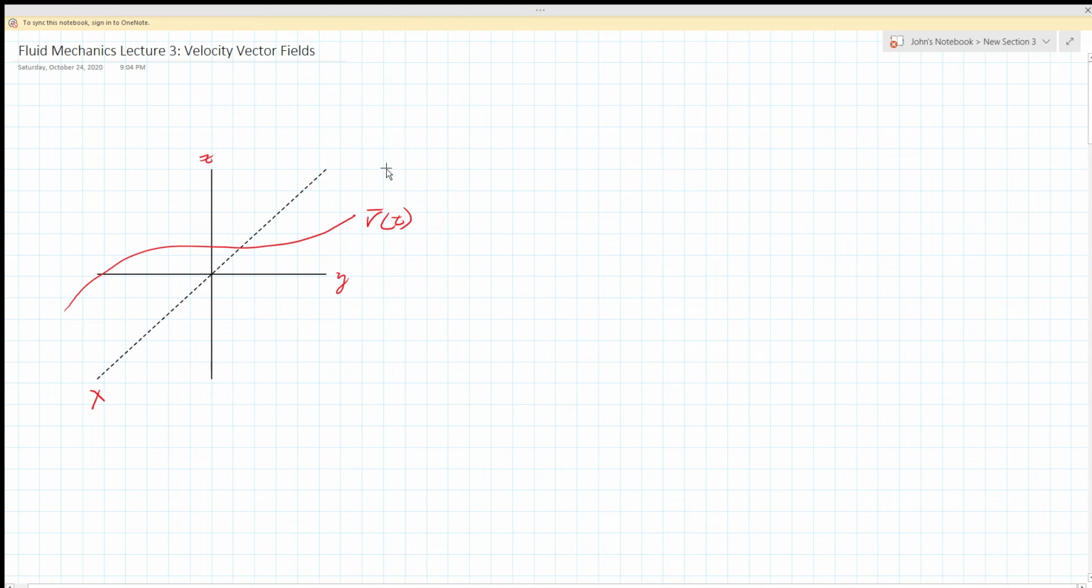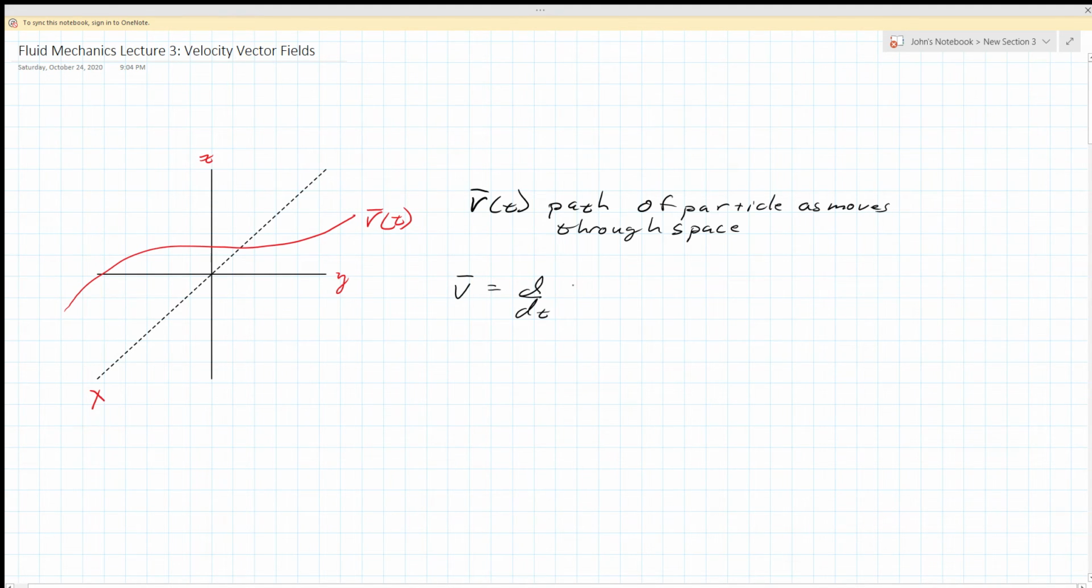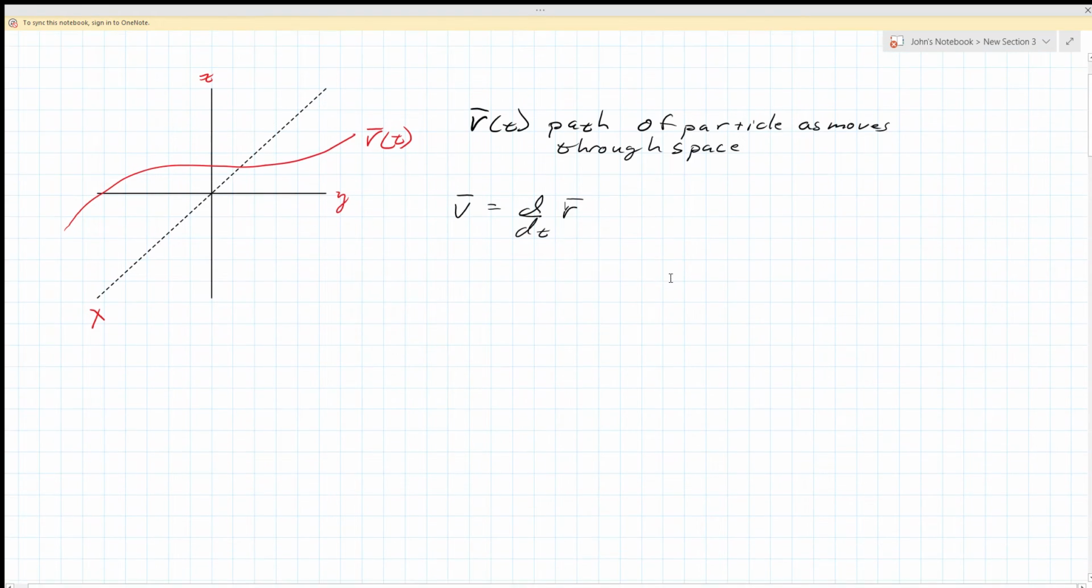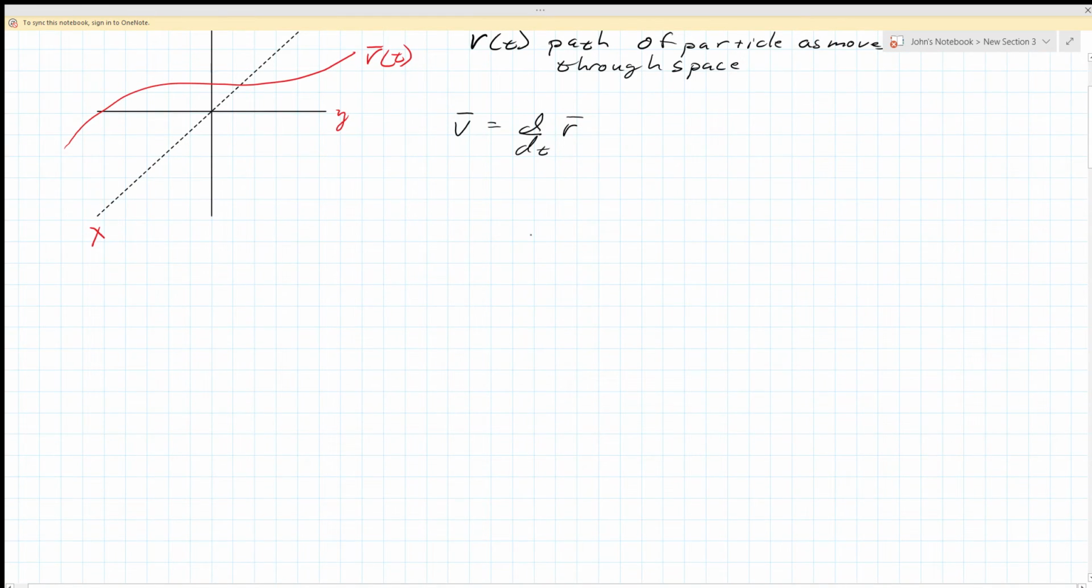Well, first we have to know what the position of the particle is with respect to time. That is what r of t here denotes. r of t is the path of the fluid particle as it moves through space. And if you remember from kinematics and physics, the velocity is equal to the derivative with respect to time of the position. This applies to vectors.